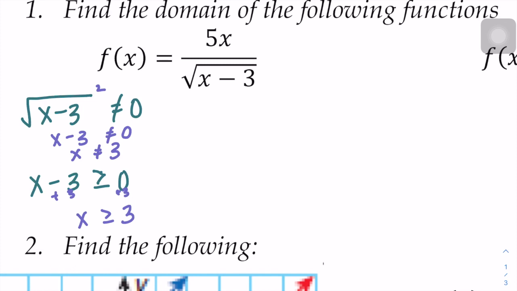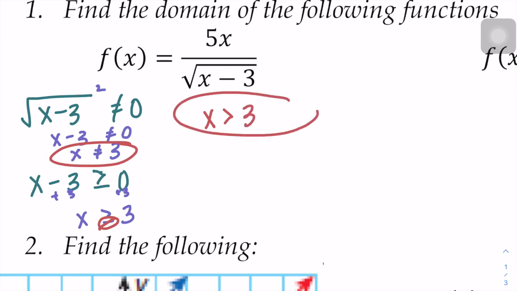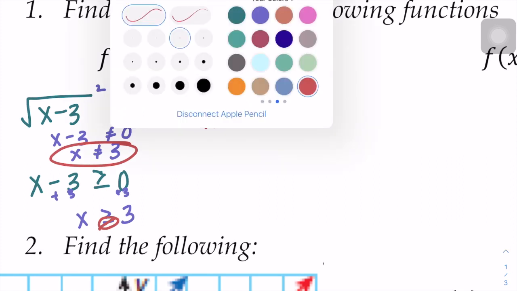Well, this says it can't be equal to 3. That outdoes this equal part, so we've got to take that part off. So we now know that x has to be greater than 3. This is our set in stone part right there. So x has to be greater than 3. Well, how can you write that for your domain?